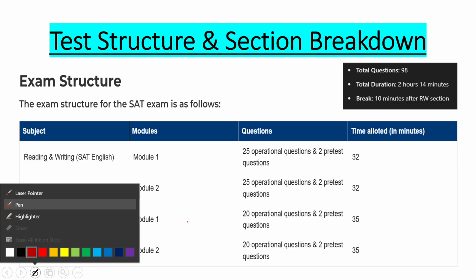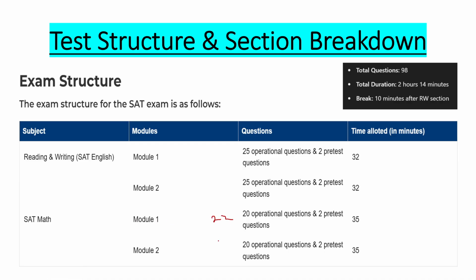Okay, so you have to get these 22 questions right in both of the sections, and you have 35 minutes for each of the sections, 35 here and 35 here. All right, okay, now the 2 pre-test questions are not going to be known. You do not know which are those 2 pre-test questions out of the 22 questions. Okay, so you have to get 22 right.